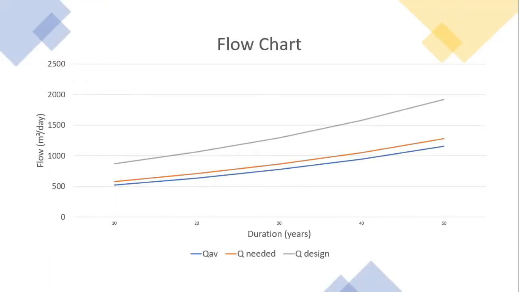Here we can see the flow chart showing Q average, Q needed, and Q design over the years. We can see how they grow after 50 years, from 500 for the Q average to more than 1000 cubic meters per day after 50 years.